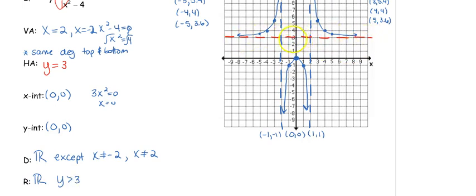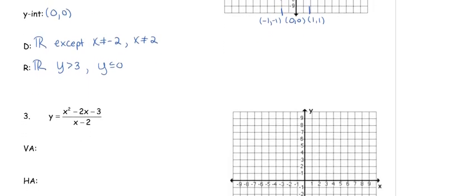But my graph also doesn't exist at 2 or 1. It doesn't exist until I get down to 0. And it is going to exist at 0 and everything below. So it's all real numbers where y is greater than 3 and where y is less than or equal to 0. All right, let's move on to our last one.